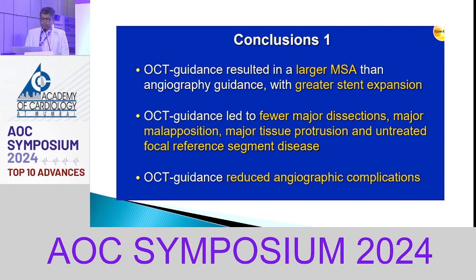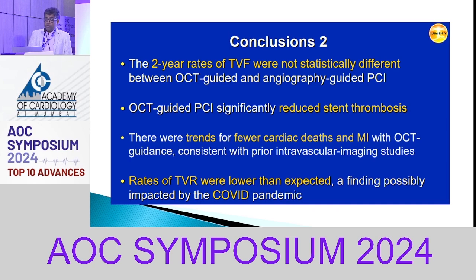The conclusion of this trial was OCT guidance resulted in larger MSA than angiography guidance with greater stent expansion. Complications like dissections, malapposition and tissue protrusions were lesser with OCT guidance. It reduces procedural complications. There was no difference in target vessel failure between OCT and angiography-guided PCI, and OCT-guided PCI significantly reduced stent thrombosis. There are trends toward fewer cardiac deaths and MI with OCT guidance, but they were not statistically significant.